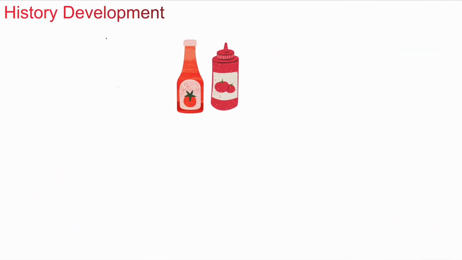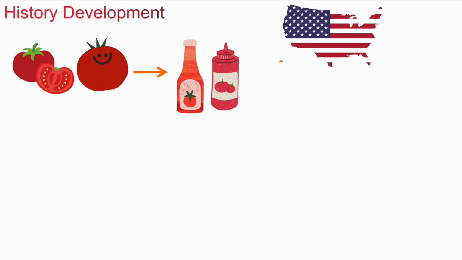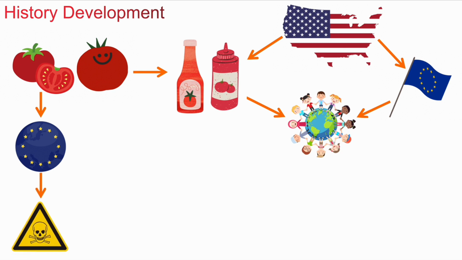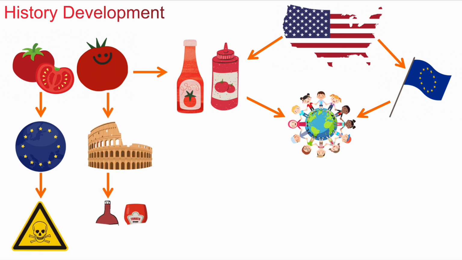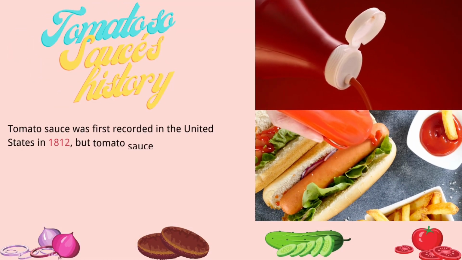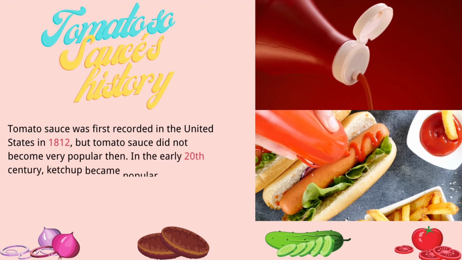Tomato sauce is a sauce made from tomatoes that originated in America, introduced to the world through Europe. The tomato became popular in Europe, where it was initially seen as a poisonous plant, but was considered a prized ingredient in Italy. Italians started using tomatoes to make sauces, originally tomato salsa. Tomato sauce was first recorded in the United States in 1812, but it didn't become very popular at that time. Tomato sauce became popular in the early 1900s and became a common condiment in American homes.